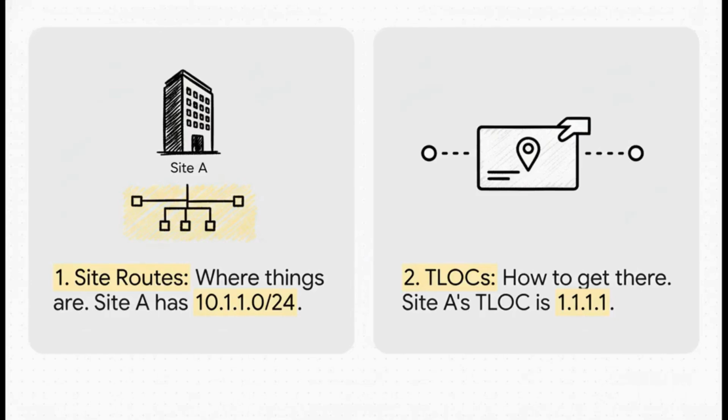First, they share their site routes. This is basically each site raising its hand and announcing what local networks it has. So Site A is essentially shouting, "Hey everyone, if you're looking for anyone on the 10.1.1 network, that's me." Then, and this is the real magic key, they share their TLOCs. This is each site telling the world exactly how it can be reached from the outside.